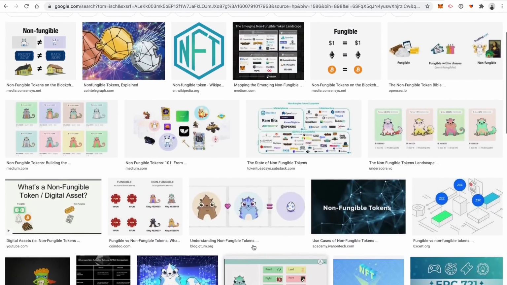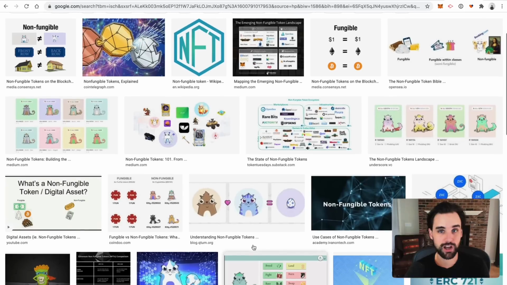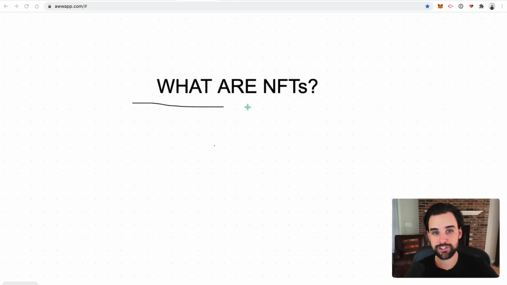If you've been around blockchain, you might have heard about these before because it's a topic that's actually been around for a long time. They first showed up in the big ICO boom of 2017, but they're just now getting a big surge of popularity again. So NFTs are non-fungible tokens or unique tokens.